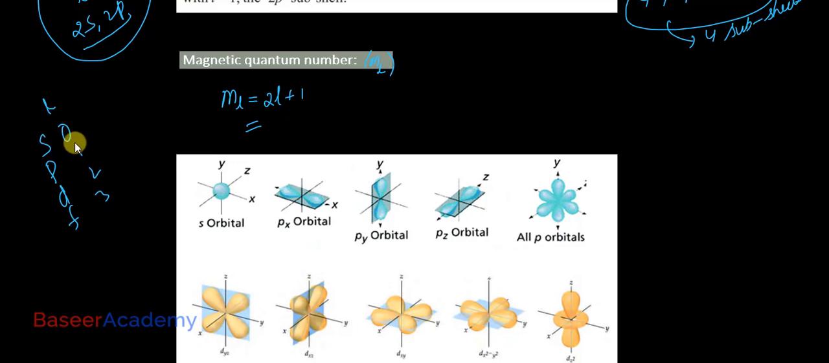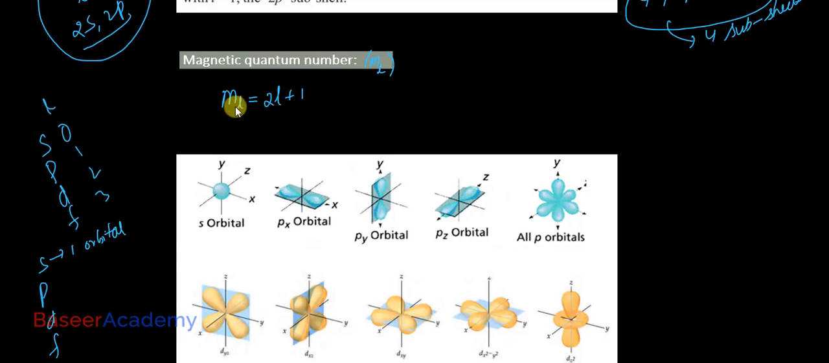Now, let us substitute l as 0. 0 means it is the s subshell, right? So let me substitute l as 0 in the formula 2l plus 1. 2 I am writing as it is. In place of l I am substituting 0. 2 into 0 is 0. 0 plus 1 is how much? 1. So how many orbitals does the s subshell have? It has 1 orbital.